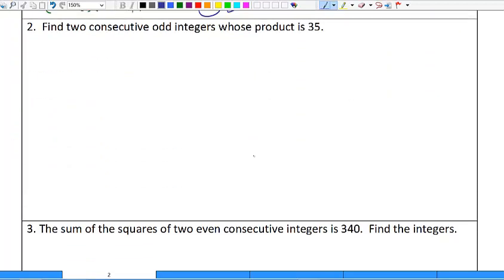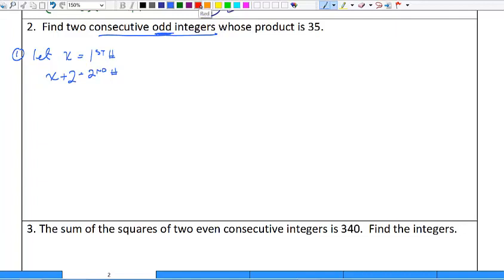On our next problem, we have: find two consecutive odd integers whose product is 35. Every time I see consecutive even or consecutive odd, I'm going to know what my variables are going to be. I'm going to let x equal my first number, and then my second number is going to be x plus 2, because of the word odd, or even for that matter. It's going to be x and x plus 2.